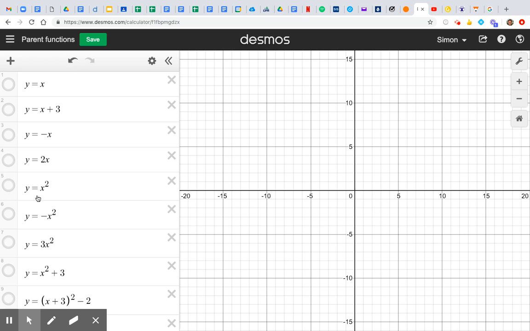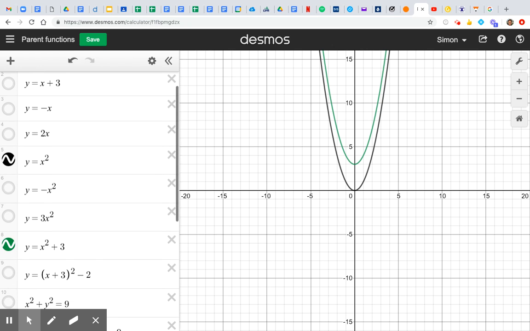Okay, then we have quadratics. Here's an example of a parabola. This would be the simple parabola y equals x squared. What happens if we put a negative in front of that? Well, it's still a parabola, but it's flipped upside down. What happens if we multiply it by 3? It's still a parabola, but it's sort of squished steeper. What happens if we add 3? It moves up.